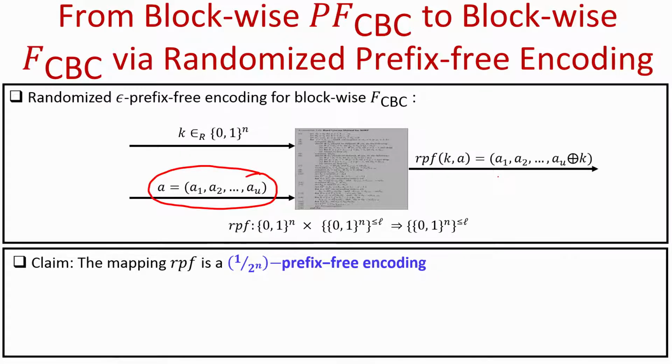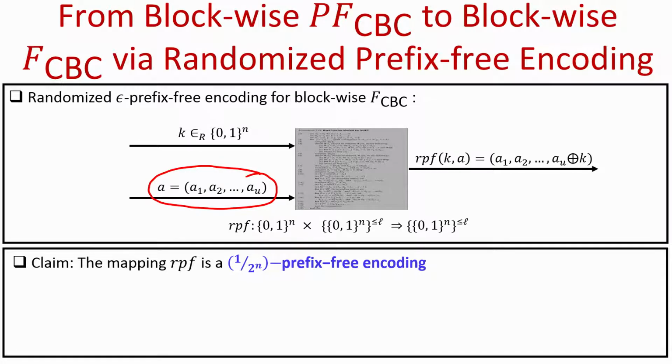You repeat all the blocks of A except the last block, and the last block is basically the XOR of the last block of the actual A and the key k. So, that is how we are actually computing the encoded A. And my claim is that if the key for this encoding is selected uniformly randomly from the set of little n bit strings, then this mapping constitutes a 1 over 2 to the power n prefix free encoding.